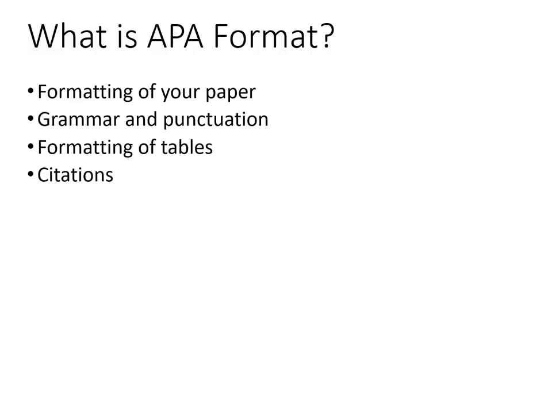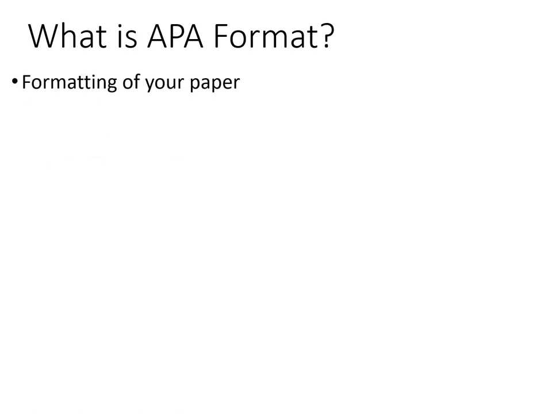What is APA formatting? Most people, when they hear APA, they only think of citations. That is, when you have to cite a source in your paper. But APA is more than just citations. It also includes how your paper should be formatted, how it should look. It includes rules for grammar and punctuation to include bias-free language and how your tables should be formatted. We'll begin with formatting your paper.